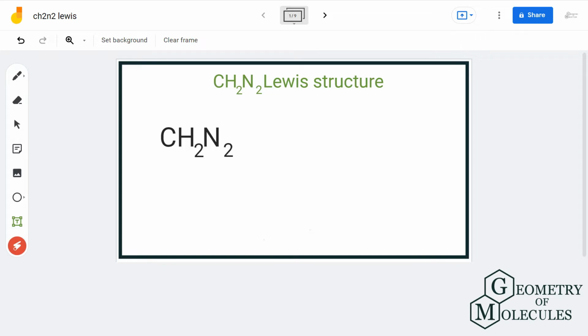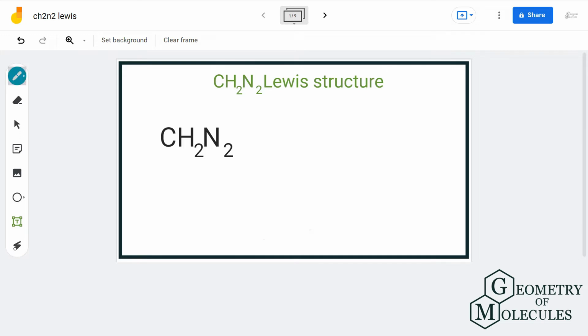In this video, we will discuss all the possible Lewis structures having formula CH2N2. In organic chemistry, there can be many possible compounds having same formula, same valence electrons but different structure. Such type of compounds are known as structural isomers.